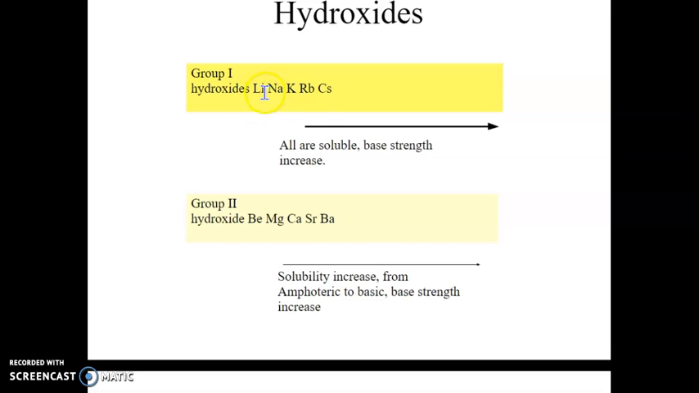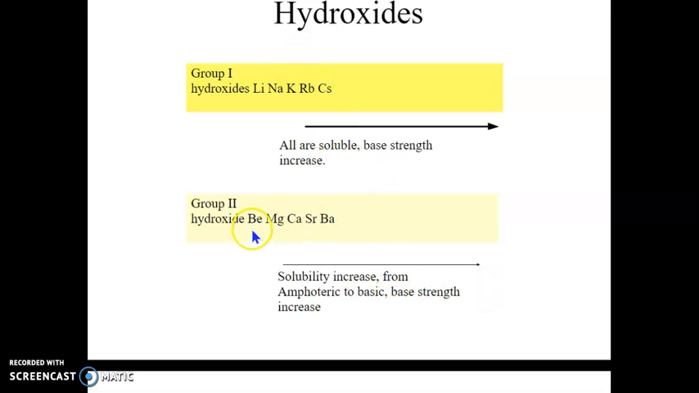As we move from lithium to sodium, sodium to potassium, potassium to rubidium, rubidium to cesium, the hydroxide basicity increases. Now in group number second, the hydroxides we see in the table are beryllium hydroxide, magnesium hydroxide, calcium hydroxide, strontium hydroxide, and barium hydroxide. Solubility increases, and character goes from amphoteric to basic. Base strength increases, as in the first group.